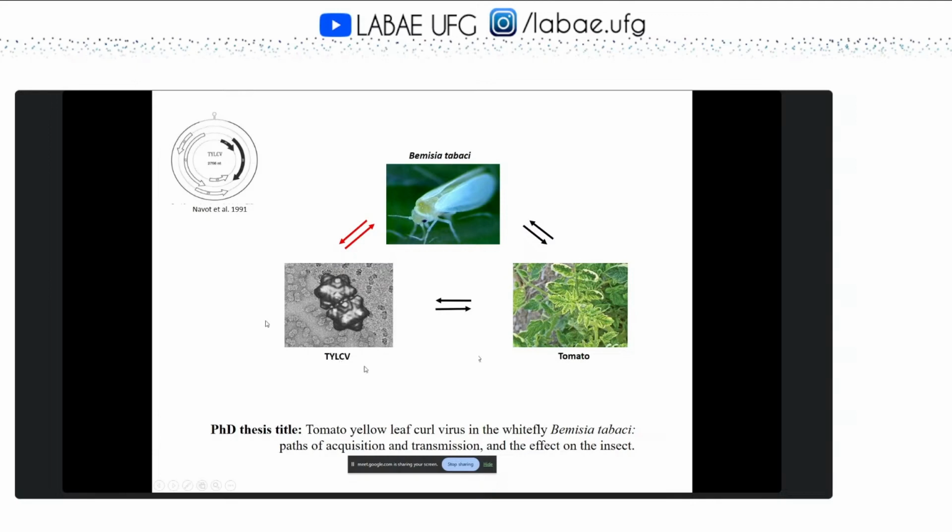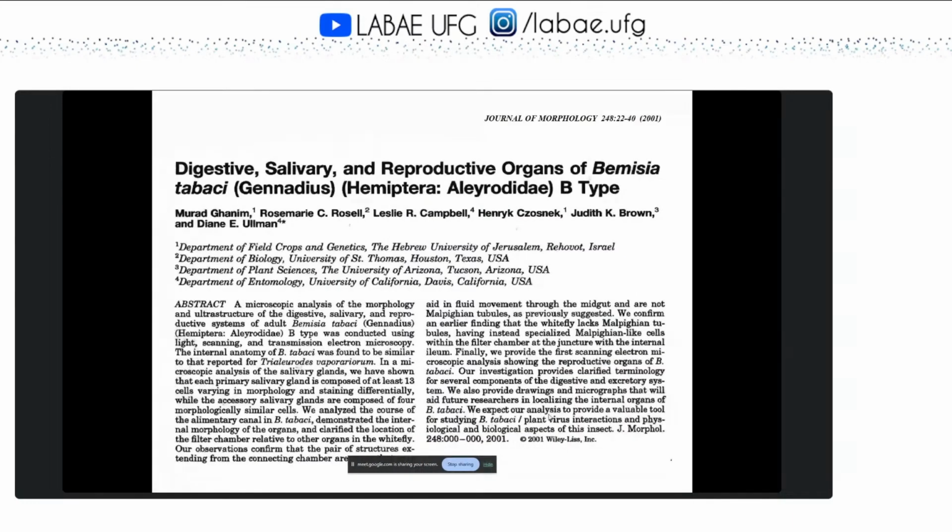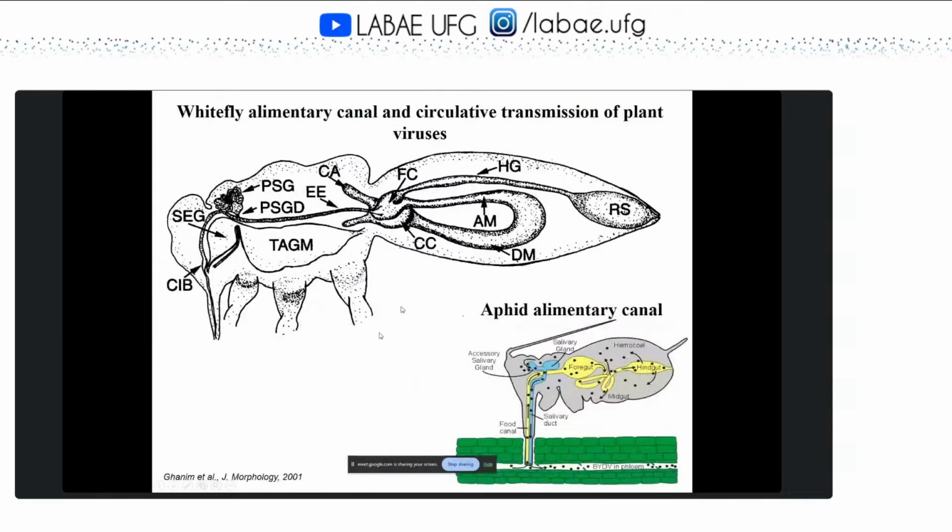I will start with this system of transmission of tomato yellow leaf curl virus with the whiteflies. You see in the bottom, this is the title of my PhD thesis that I did more than 20 years ago. It was titled Studying the Paths of Acquisition and Transmission of Tomato Yellow Leaf Curl Virus and How the Virus Affects the Insect. Because we needed to look at these paths, we needed to do a deeper study on how those whiteflies are composed from the inside. So we wanted to look at the internal anatomy of whiteflies. This was the major paper we published at that time, looking at the digestive, salivary and reproductive organs of the whitefly.